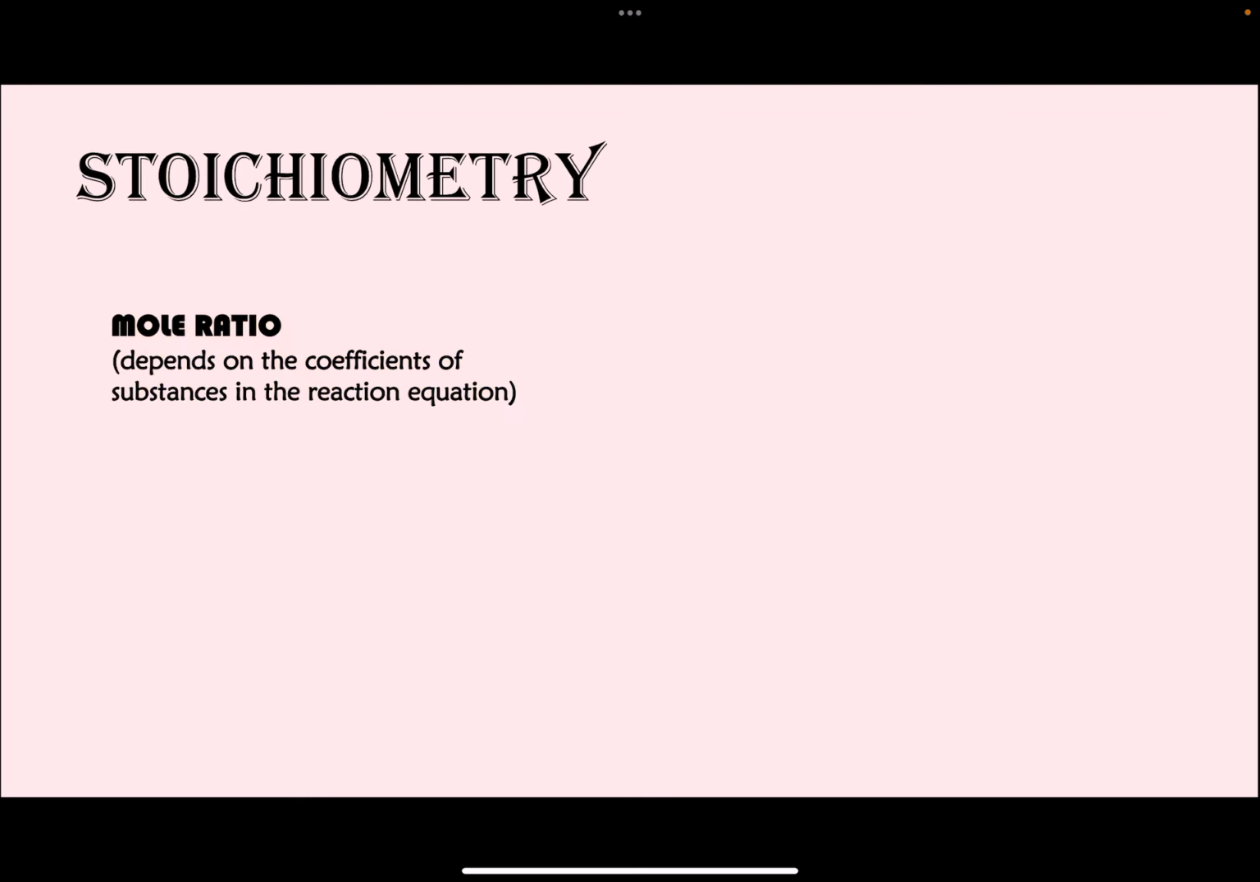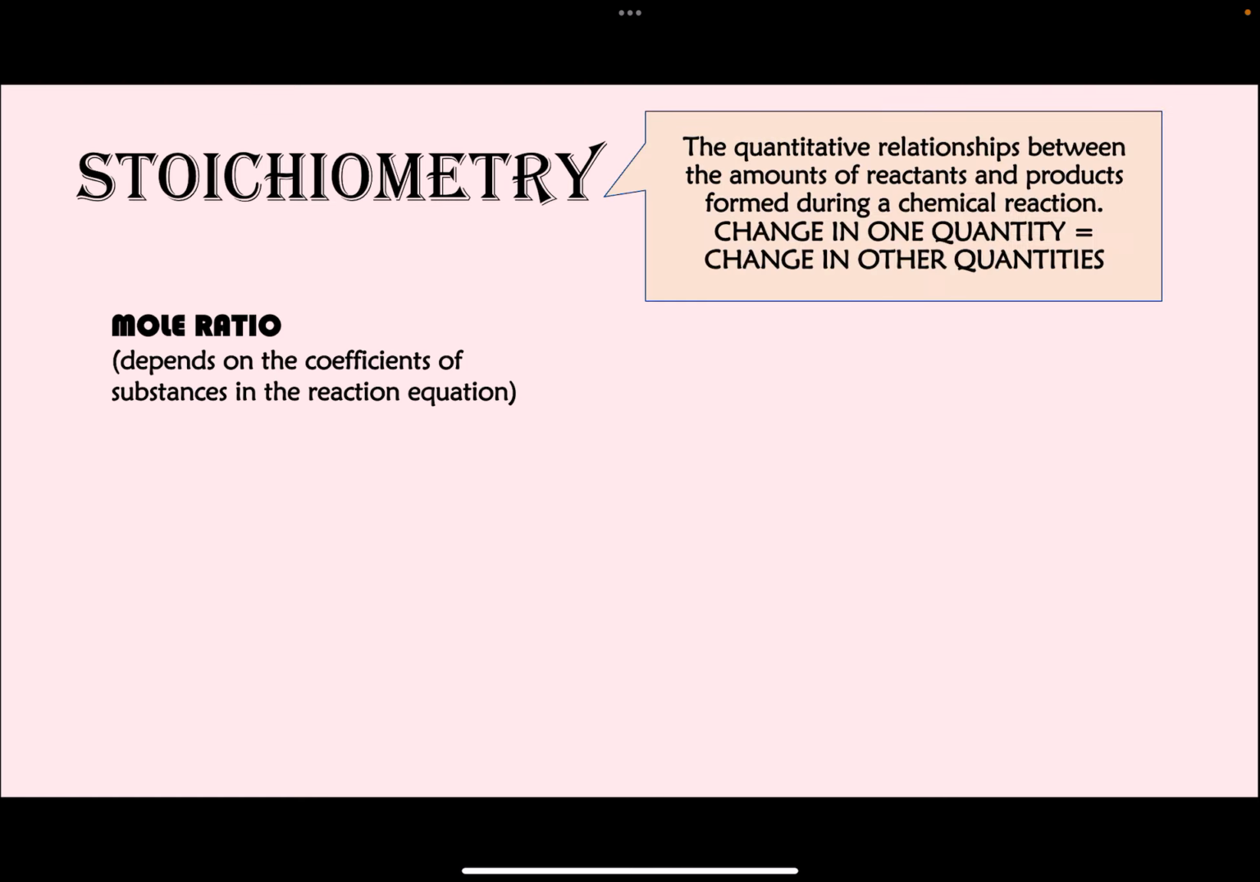Lastly, we want to talk about stoichiometry in chemical reactions. So, stoichiometry is kind of the quantitative relationship between the amount of reactants and products, because what happens in a chemical reaction is that if we change the quantity of one thing, it is going to change the quantity of everything else in the reaction. So, to work with stoichiometry problems, we need to work with something called the mole ratio. And mole ratio depends on the coefficients of the substances that we have in any reaction.